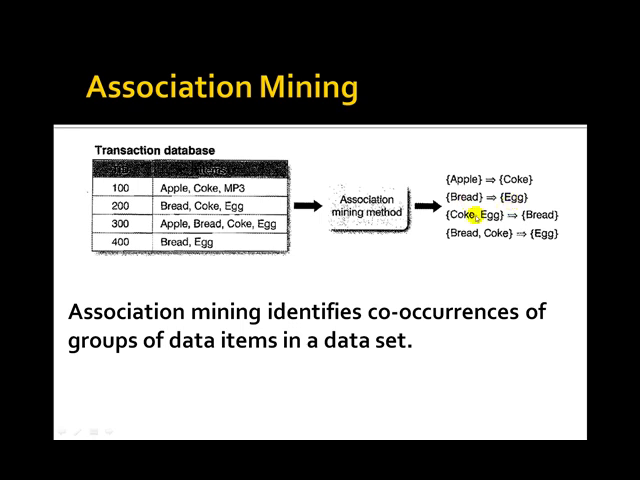Or we might come up with two on the left. If they buy Coke and eggs, so that's like a conjunction. Remember, we call that a conjunction. If they buy Coke and they buy eggs, then they buy bread, and so on. We could come up with these rules. Now, you might say, well, these are just if-then rules that we saw before, so aren't these just classification rules or something like that?